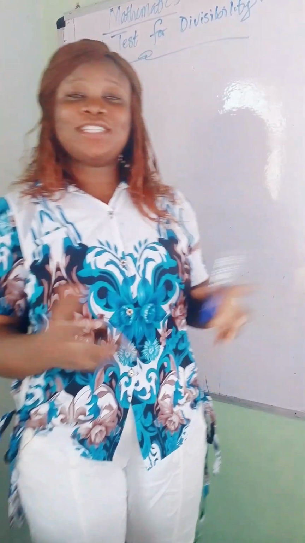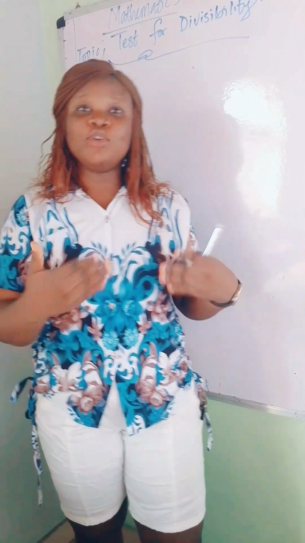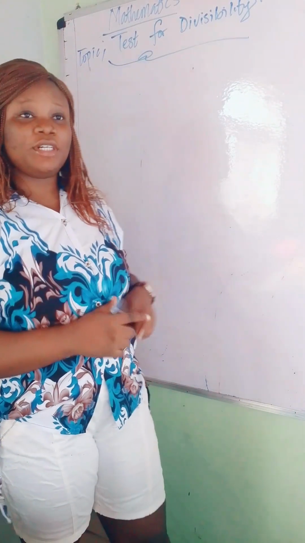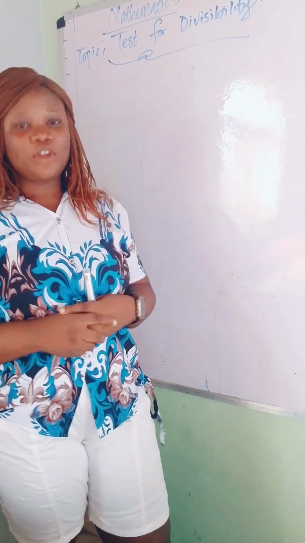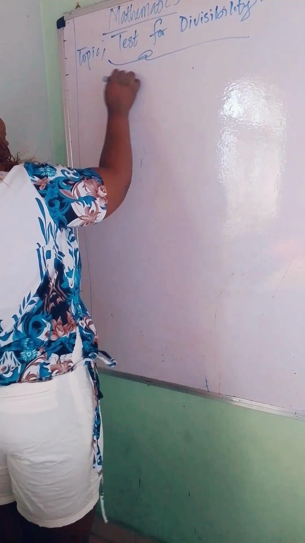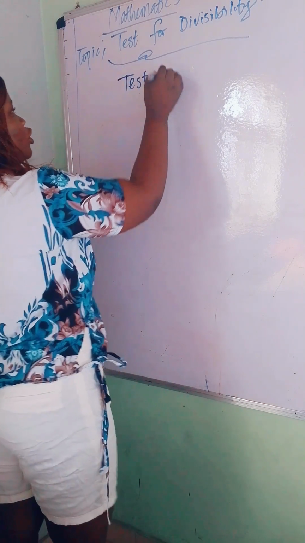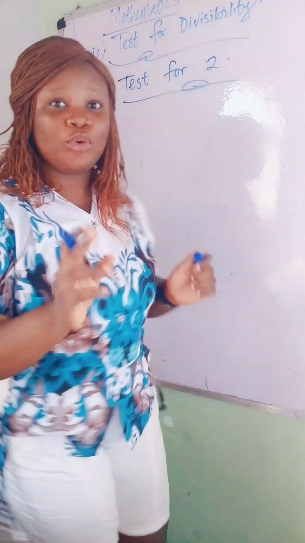Today we'll be looking at the test for divisibility. What do you understand by divisibility, or how to know if a particular number will be divisible by another number? So let's go straight into it. Let's start with the test for 2. So test for number 2, we have the rule.